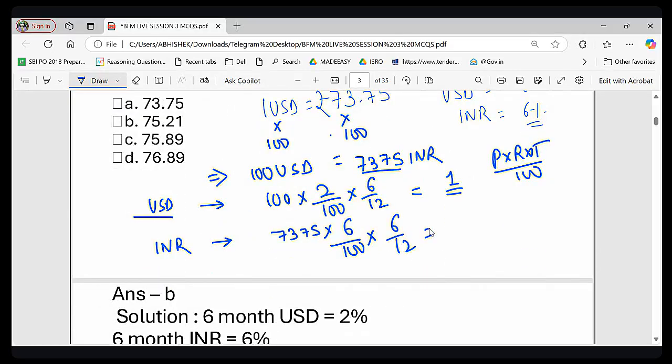Can you type what you are getting in the chat? Please type what interest you are getting in the chat. I hope you have pen, paper and calculator with you, right? So just type what you are getting in the chat box.